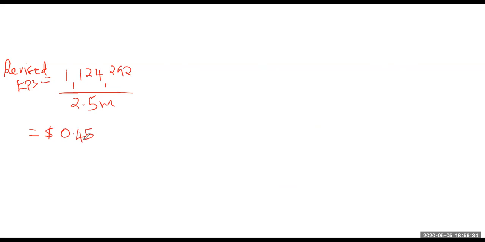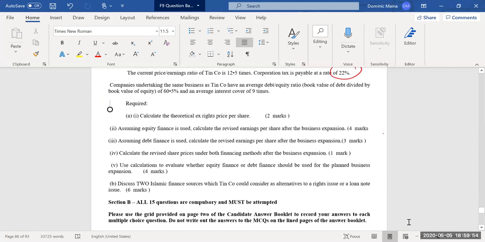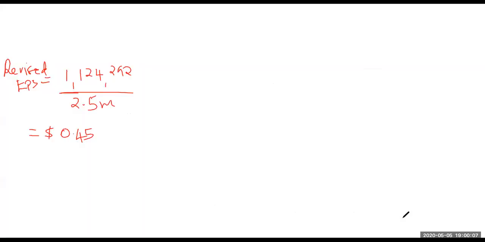That's good, thank you. And again, 0.45 is the revised earnings per share from that financing alternative, that is for Roman 3. Roman 4 of the same question is asking us to get the share price under both financing alternatives, equity as well as the debt. So that's our next working, you can say working four. This is the revised share price. We can begin with A if we have to use equity.